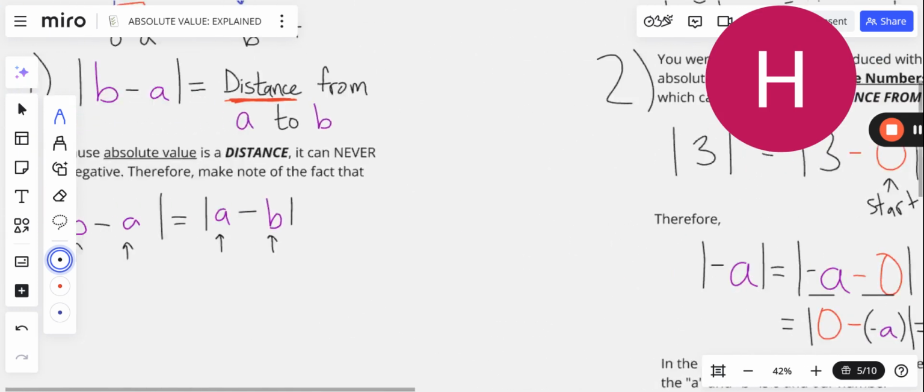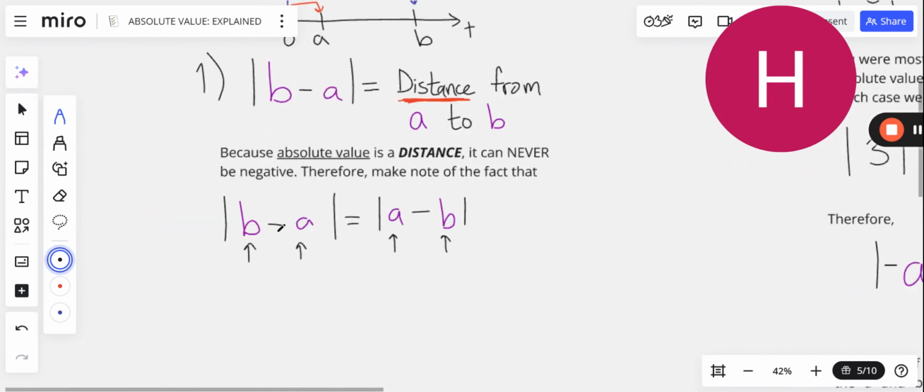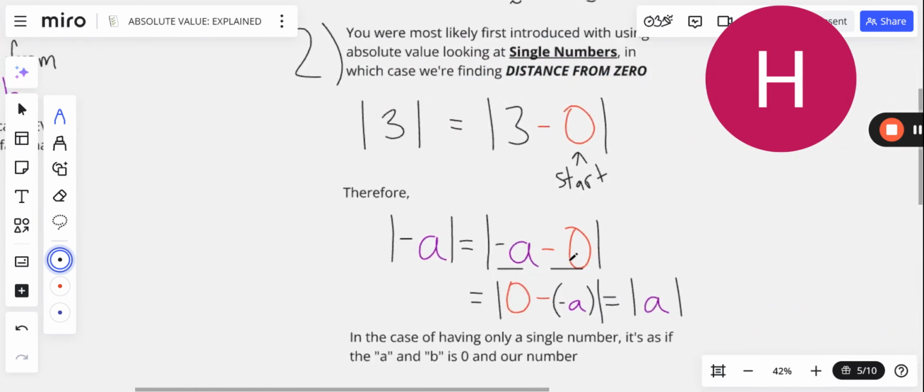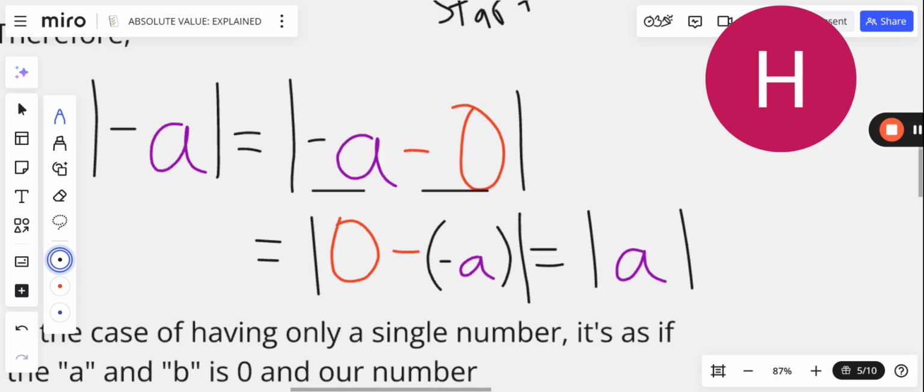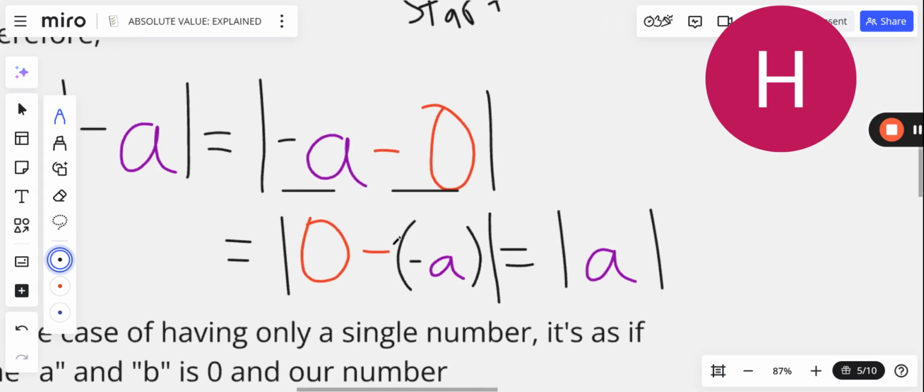But since we mentioned earlier that the distance from a to b is the same as the distance from b to a, then we can say that this, from 0 to negative a, is the same as the distance from negative a to 0, which leaves us with the absolute value of just 0 plus a, or just the absolute value of a.